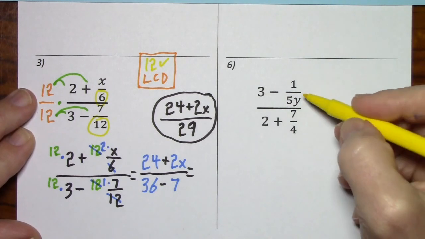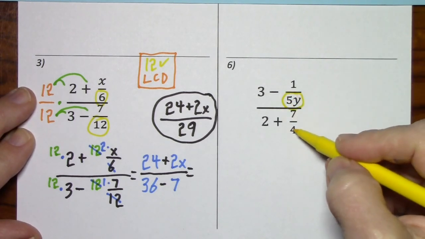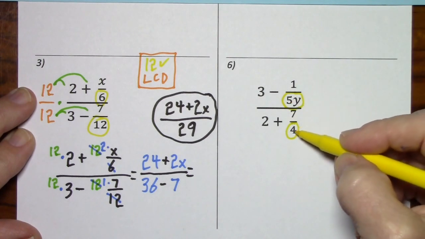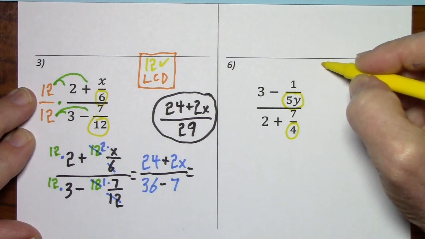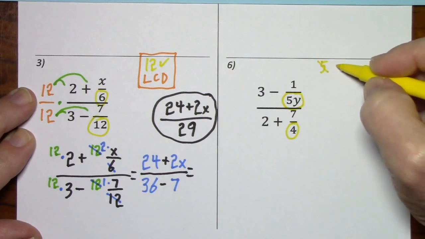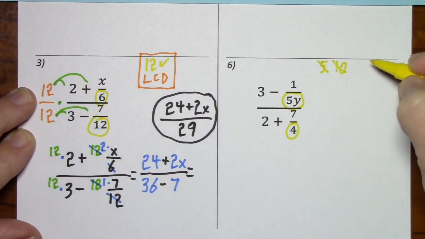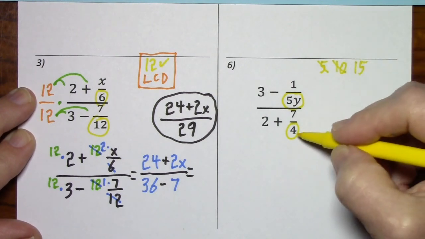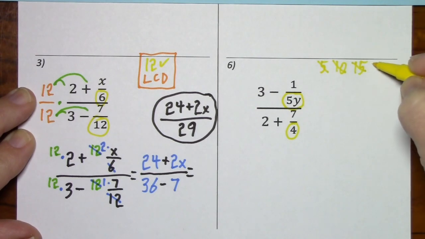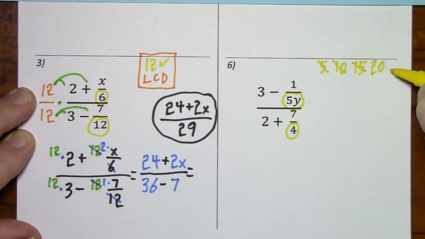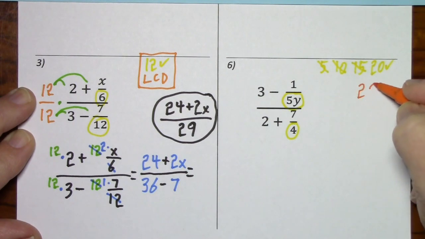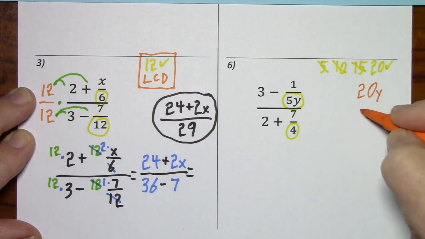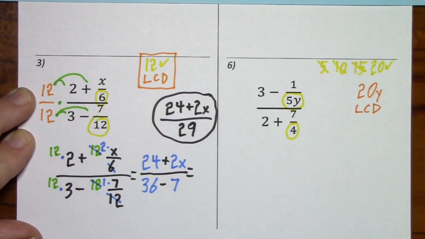Finally, on number 6, we look at the denominators, 5y and 4. Focusing on the coefficients, we want multiples of 5. You look at the biggest one because that's the hardest to accommodate. 5 won't work. 10 still won't work. 15, 4 doesn't go into 15. But when we get to 20, that works. We also have to accommodate the y. So 20y is the least common denominator.